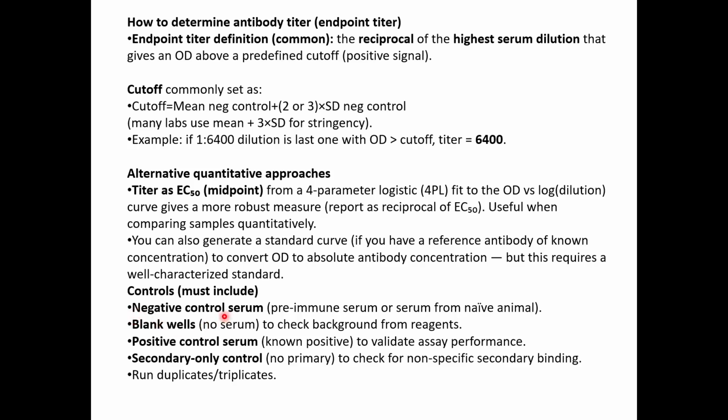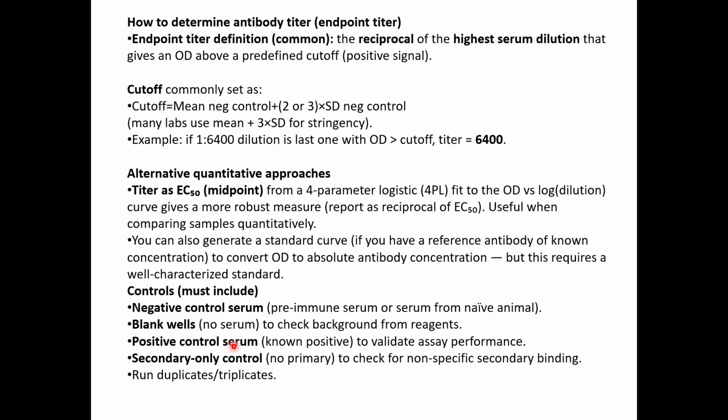Then in all these cases, you need to have controls. You need a negative control serum, that is pre-immune serum or serum from a naive animal which was not exposed to any antigens, so it will not have any antibodies and doesn't give any false positive results. Then you have blank wells where you have no serum, to check if your reagents are giving any kind of background. These are all regular steps which we do.